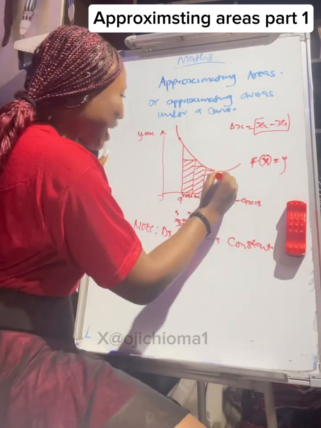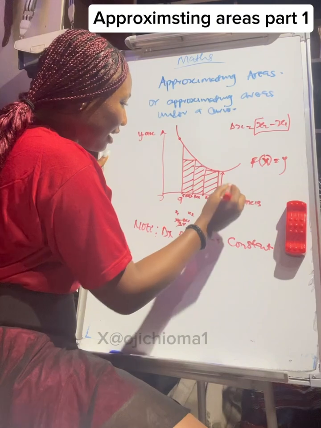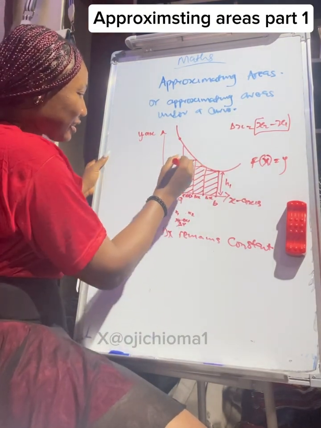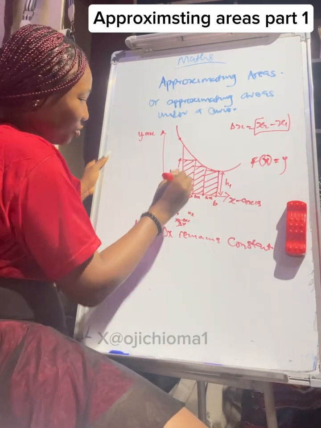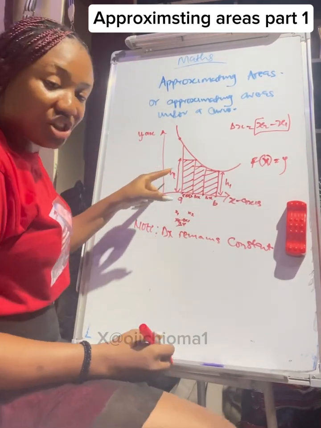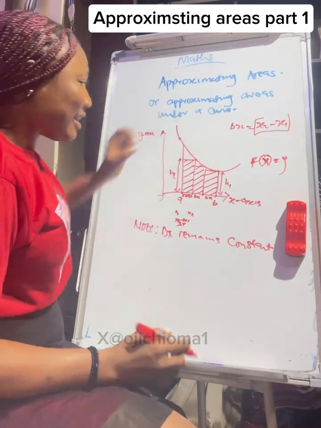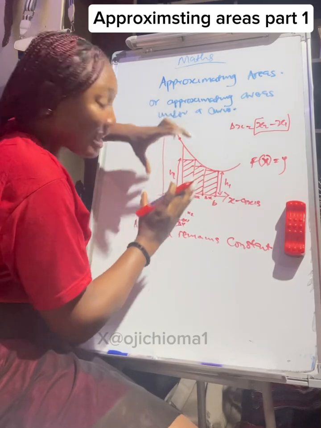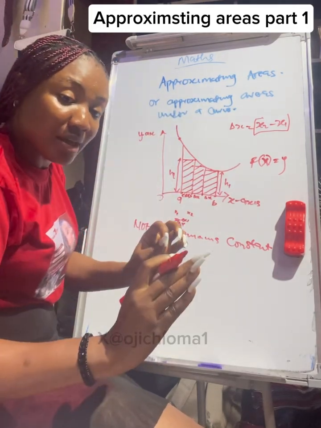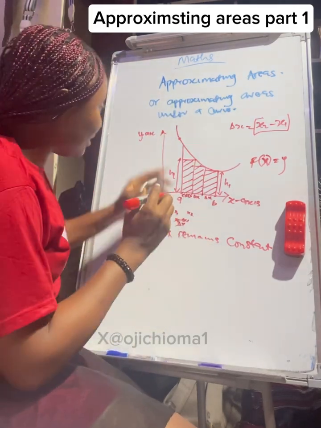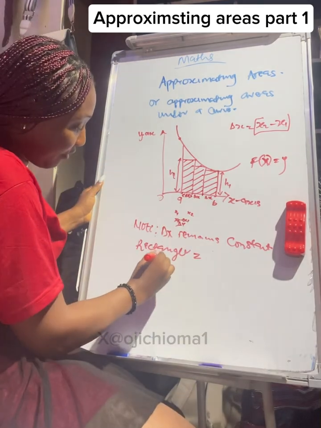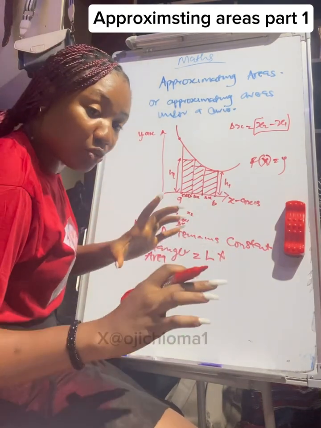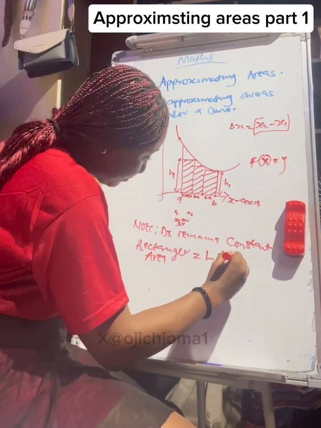If you notice, the height between here and here, let's just say h1, is different from the height of this rectangle here, h2. Have you seen it? So what is changing here? What is changing here is the height. Now, let me tell you how they came about the rectangle. They used the rectangle because rectangle is the only shape whose area is very simple. Area of a rectangle is length times width.